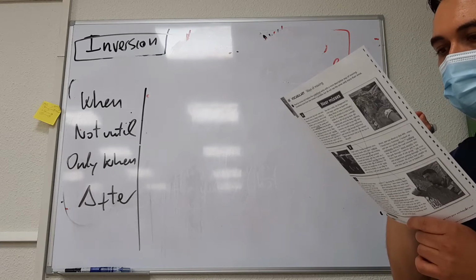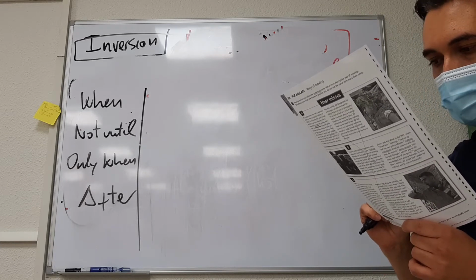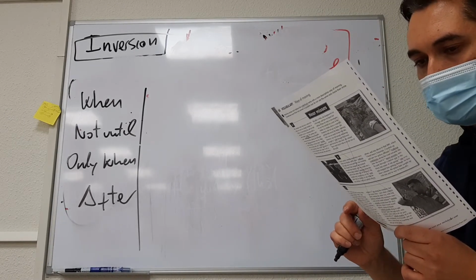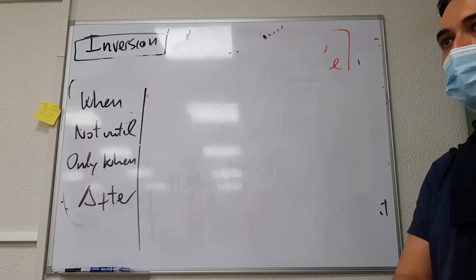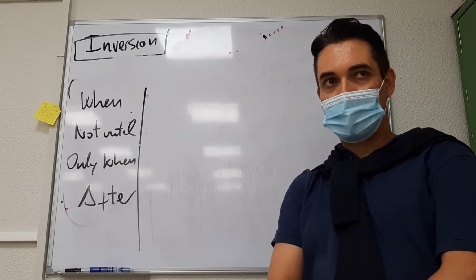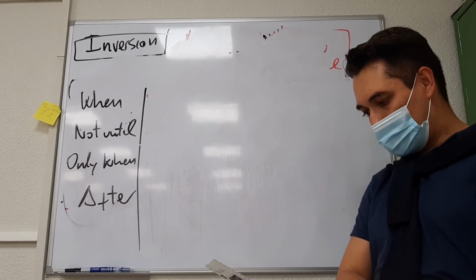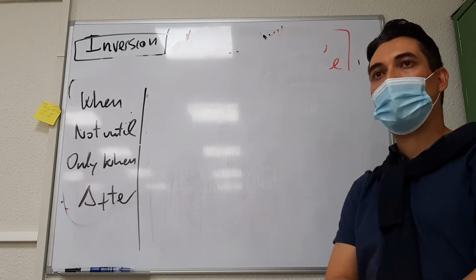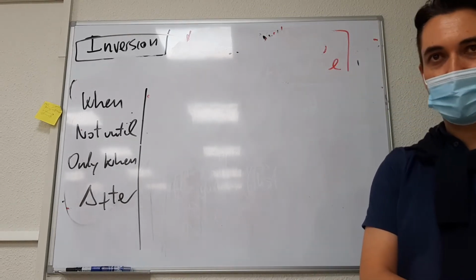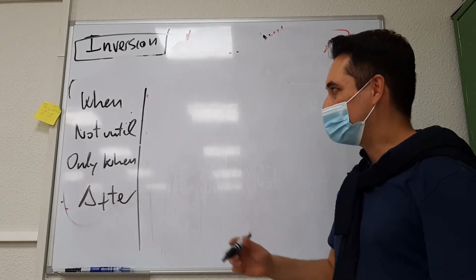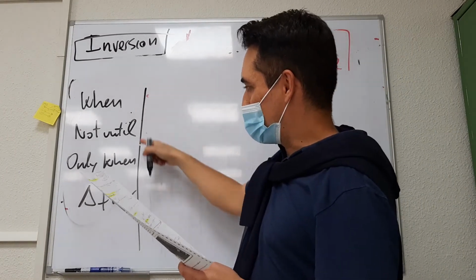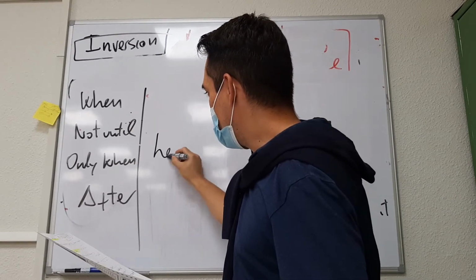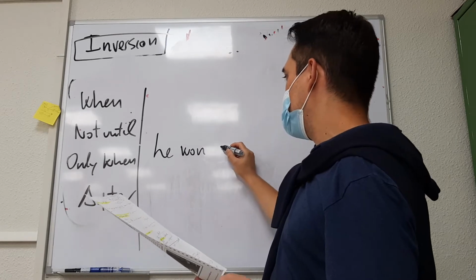He realized he became a legend only when he won the Oscar. This is normal English. He realized he was becoming a legend, or he realized he became a legend only when he won the Oscar. How can you invert that? You can use only when. Only when he won the Oscar, very good.